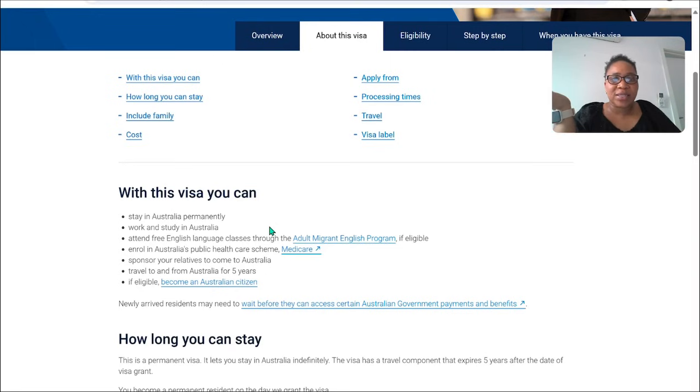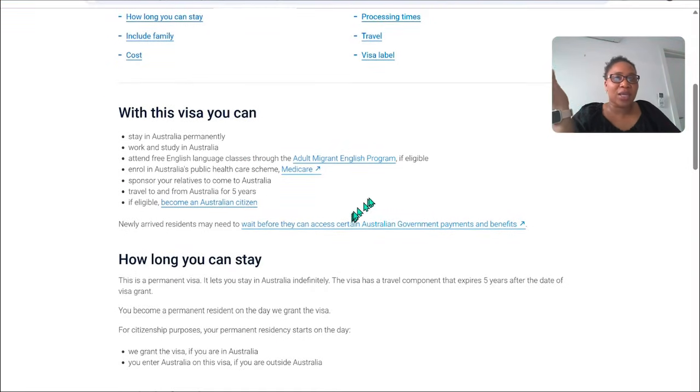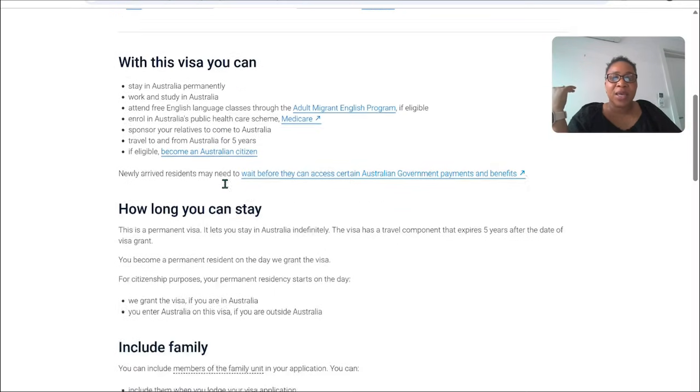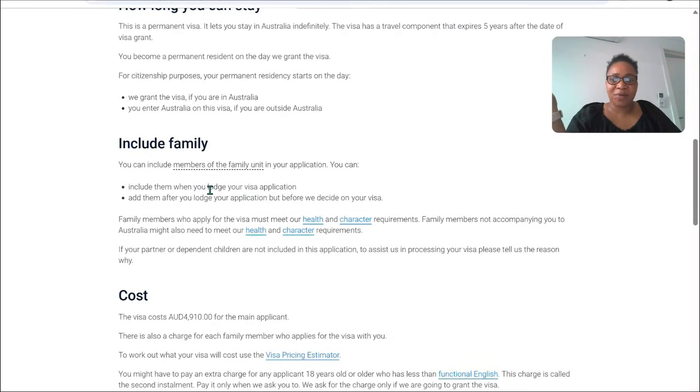So with this visa, trust me, you are eligible to stay in Australia permanently. You can work and study in Australia. You can apply for citizenship after about 5 years. You can as well sponsor your relatives to come to Australia, and a lot of things.